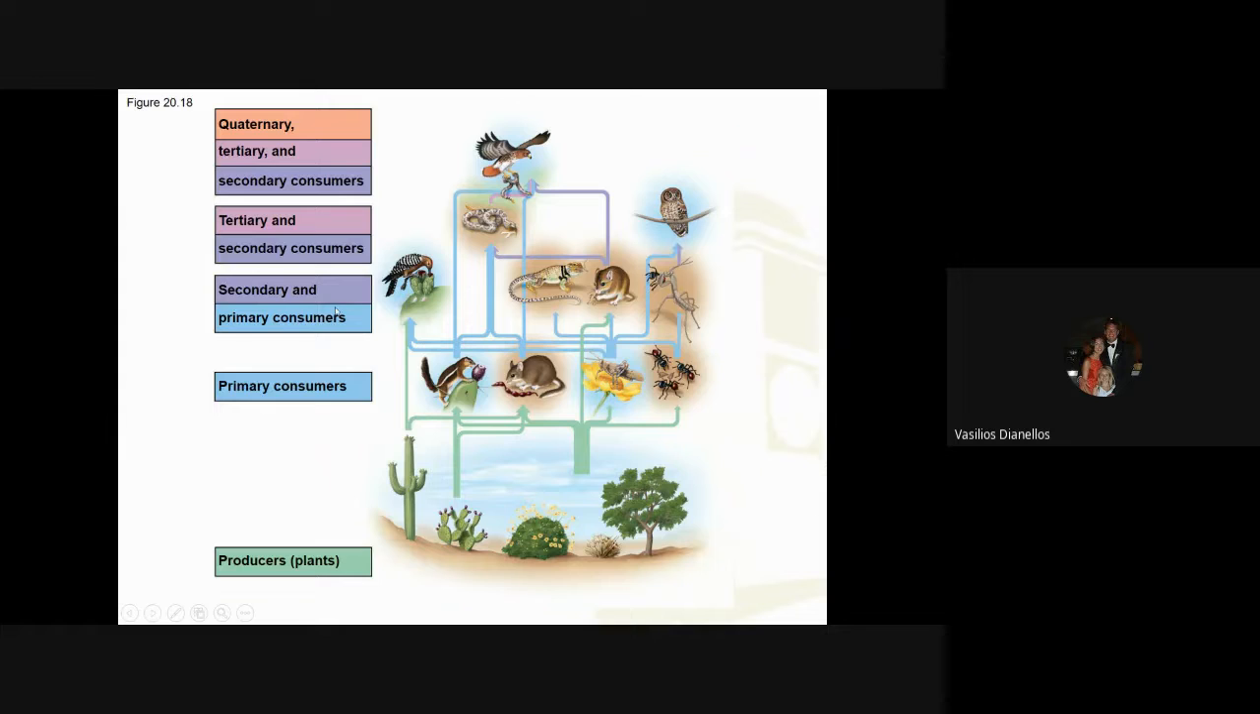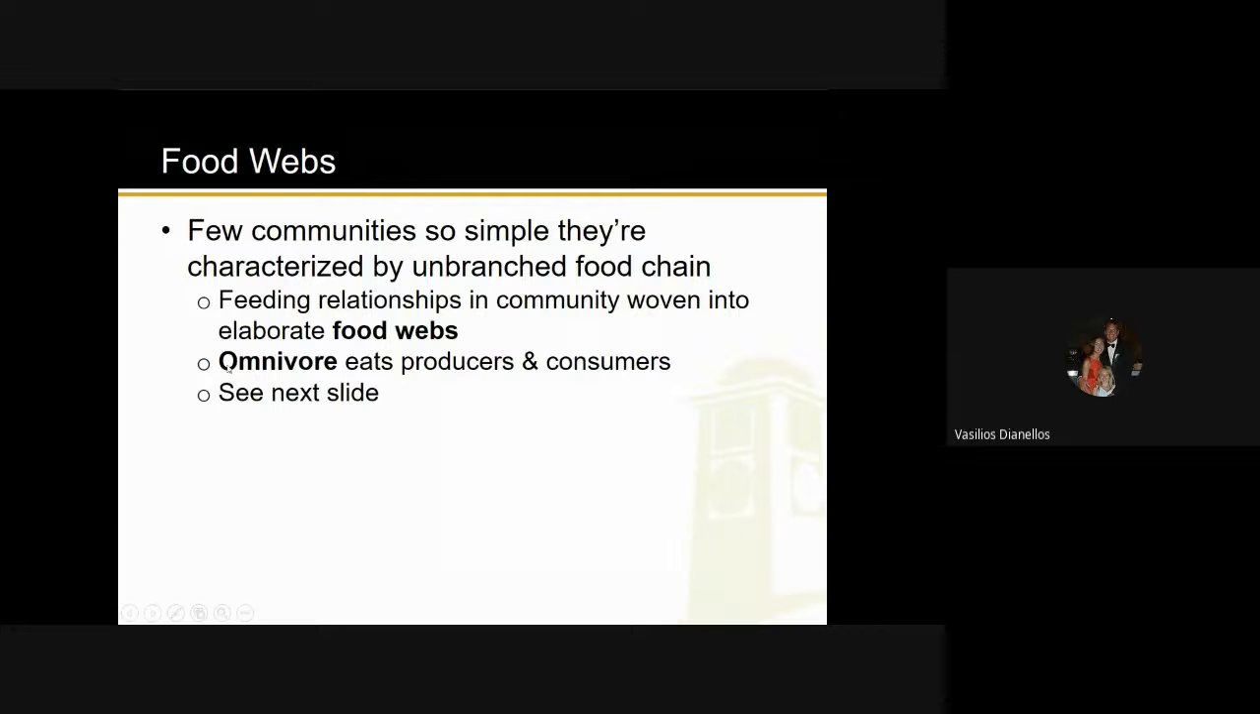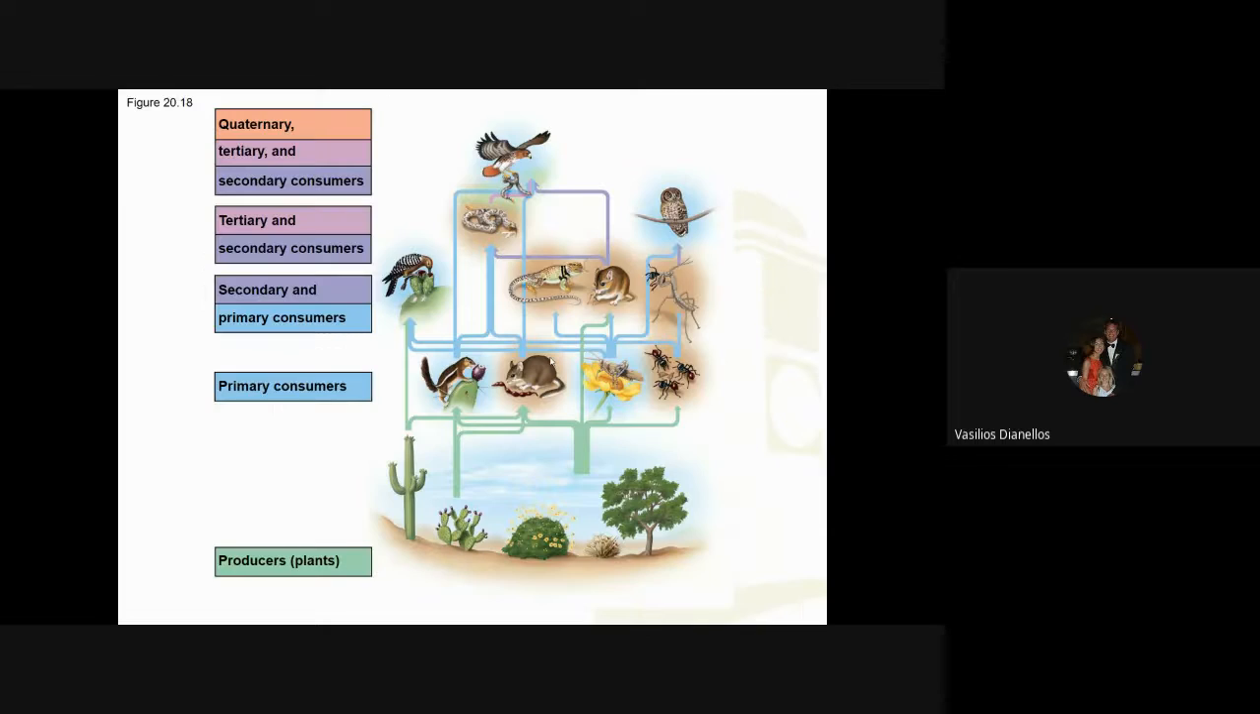And food webs also introduce something called omnivores, which we haven't discussed yet. And I'm sure you're familiar with the word. An omnivore is something that eats producers and consumers, right? So it just makes things a little bit more complicated and a little bit more realistic. So here's an example from your book. We're still looking at producers and primary consumers and secondary consumers and tertiary consumers, quaternary consumers, and so forth. But it's no longer just this one simple unbranched chain from the bottom to the top.